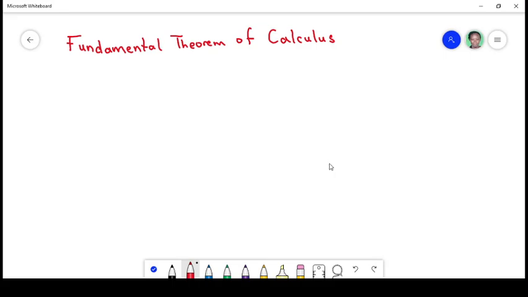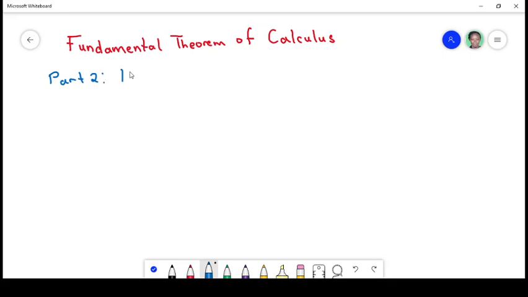We are looking at part 2 of the fundamental theorem of calculus. If you have not seen the video yet on part 1, you'll find the link in the description.